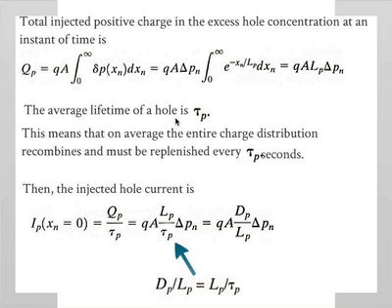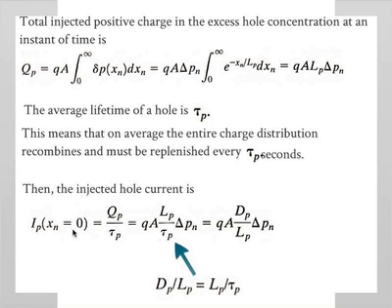So the average lifetime of a hole is tau p, which means that on an average, the entire charge distribution, this is the total charge, will recombine in tau p seconds and must be replenished. Remember, this is a steady state, so these charges disappear. More charges have to come to take their place, right? Otherwise, you'll have some transients.